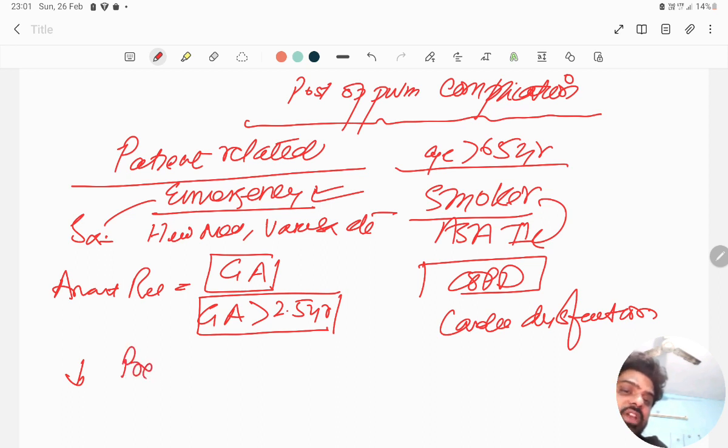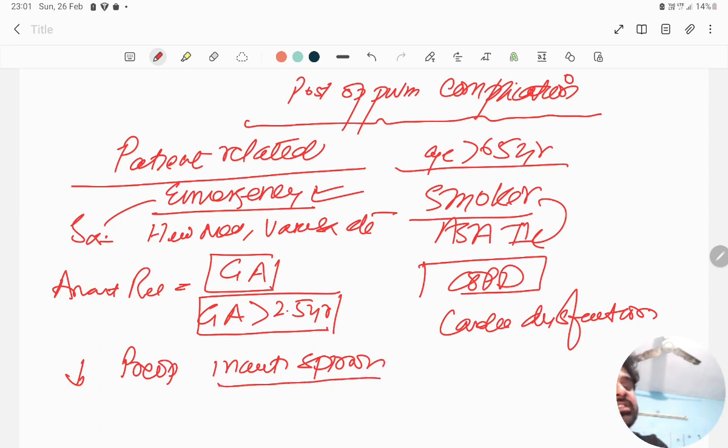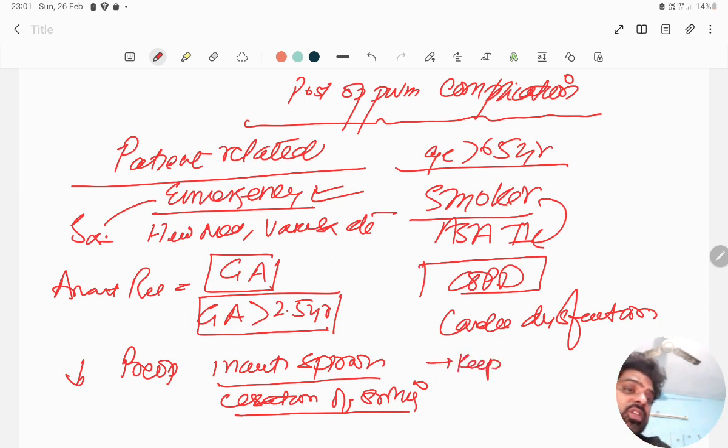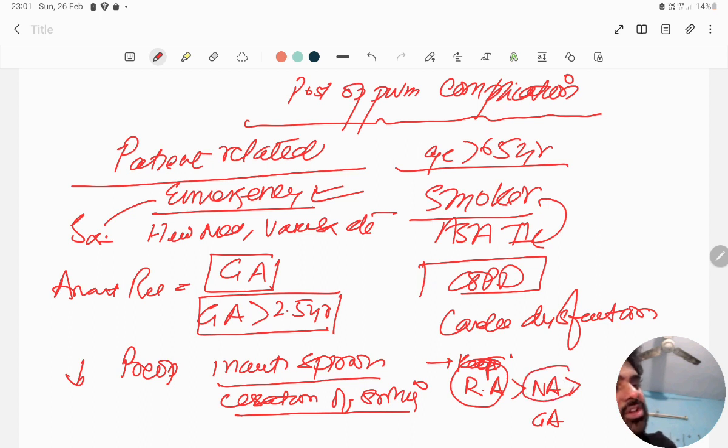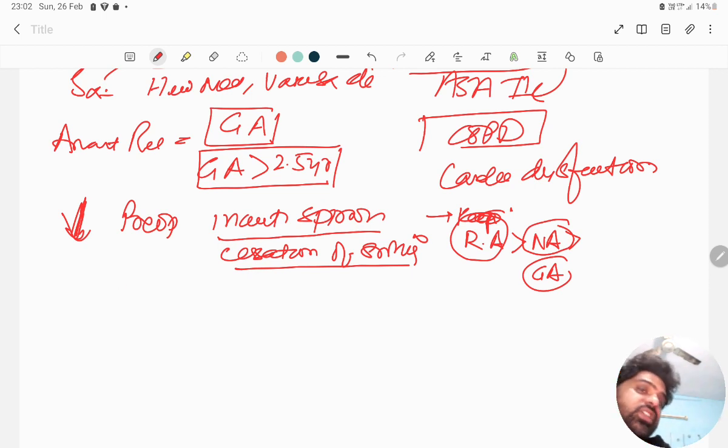Pre-op, we have to do incentive spirometry. Very important. Second, cessation of smoking. Smoking cessation is very important. Then regional anesthesia techniques or neuraxial anesthesia techniques should be used, and finally GA. So initially we should go for a regional anesthesia technique, then the neuraxial technique, then GA. This is the order that we have to follow. So: incentive spirometry, cessation of smoking, the type of anesthesia, then pain.